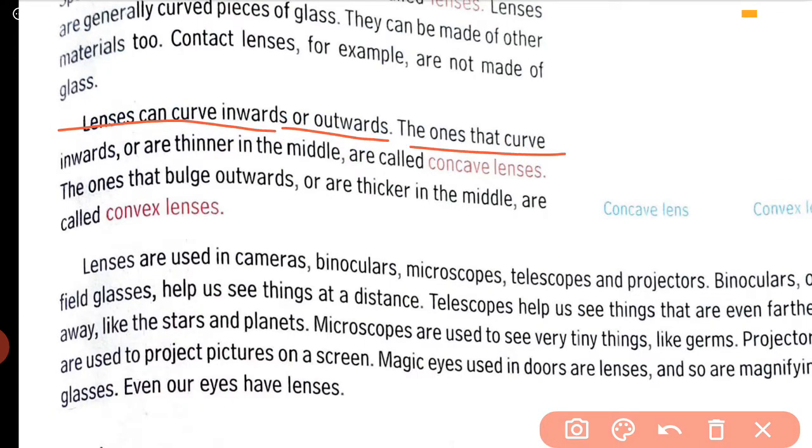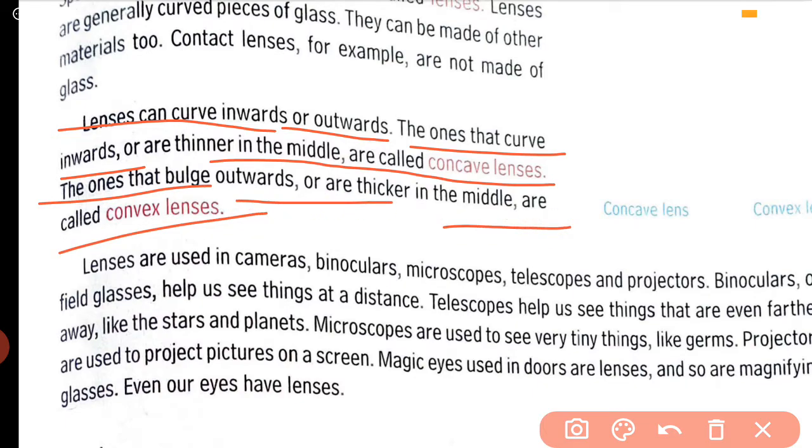The ones that curve inwards or are thinner in the middle are called concave lens. The ones that bulge outwards or are thicker in the middle are called convex lens.